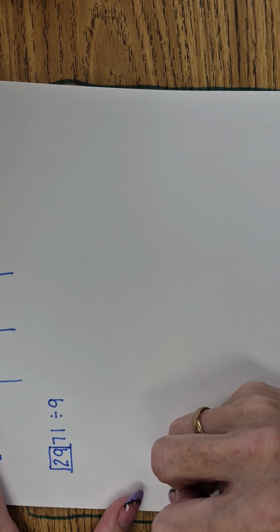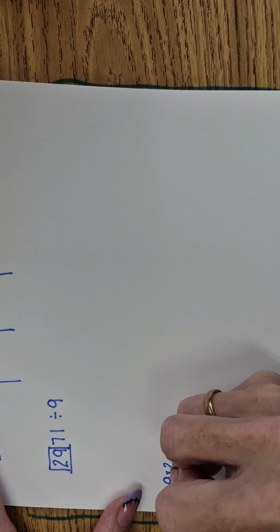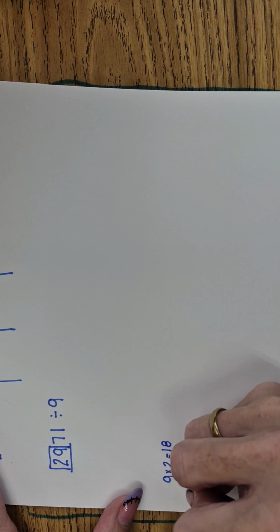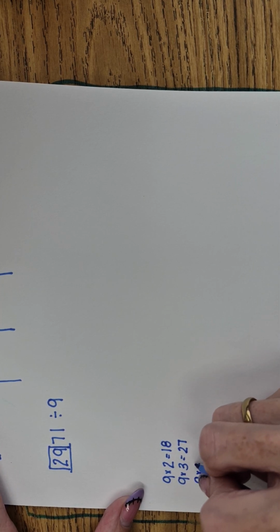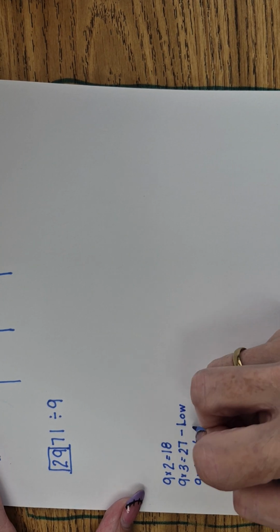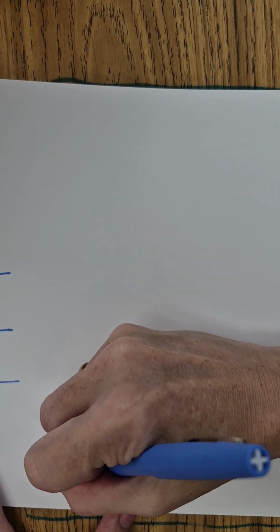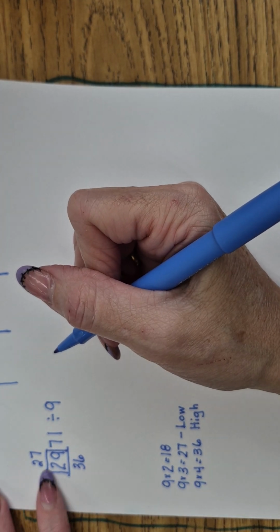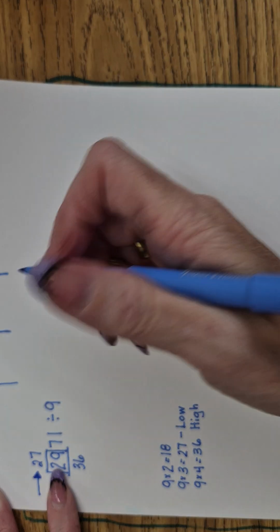So I know 9 times 5 is 45, so that's too high. So let's go 9 times 2. That equals 18. 9 times 3, well, that equals 27. And 9 times 4, that equals 36. So here is my low, and here is my high compatible numbers. So 27 on top, 36 on bottom. And I definitely can tell that there's only 2 steps between 27 and 29. There are 7 steps between 29 and 36. So my answer should be closer to the quotient of this problem.